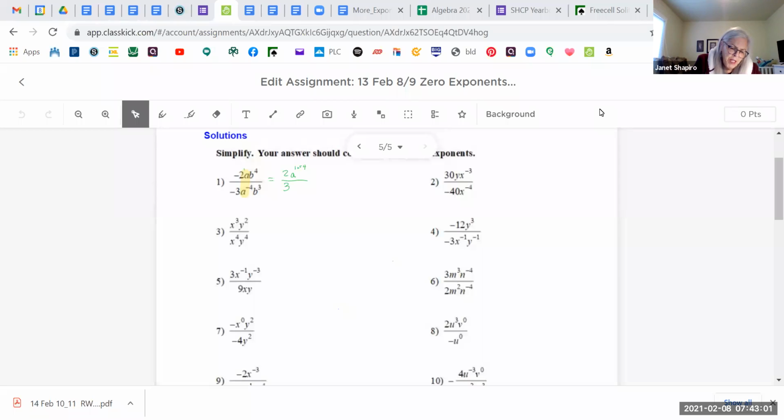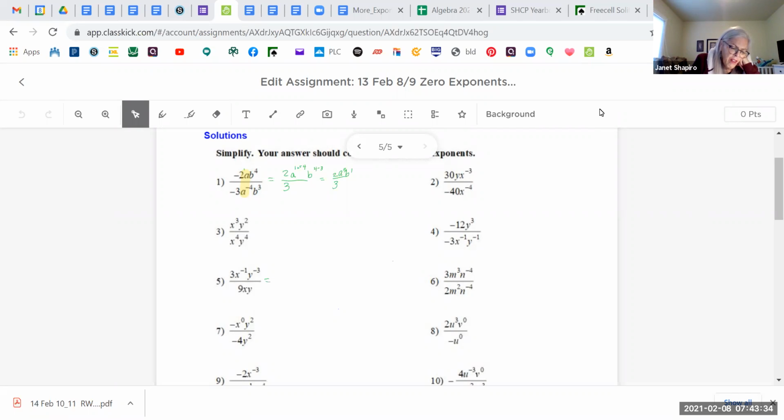And the b's, I would have b to the 4 minus 3. So what that would give me would be 2 over 3. A to the 1 plus 4 is a to the 5th. And b to the 4 minus 3 would be b to the 1st. Okay. Different route, same answer. All right, let's look at number 5.